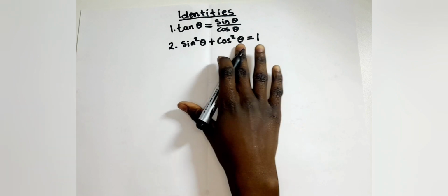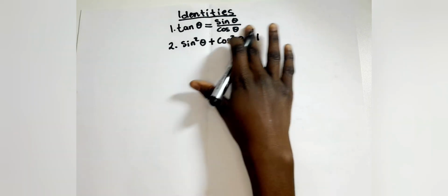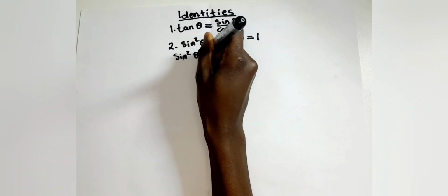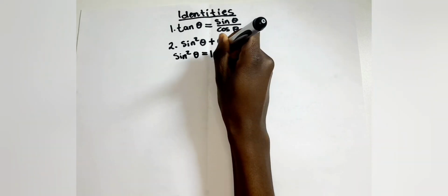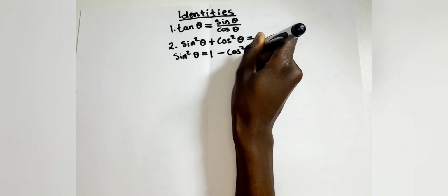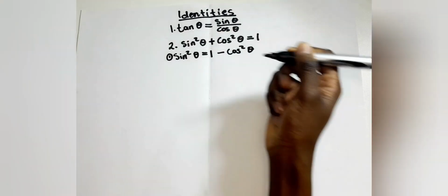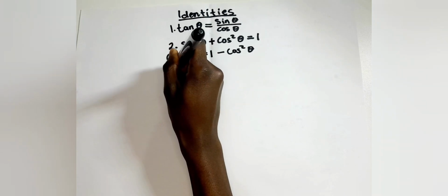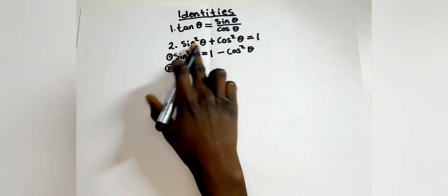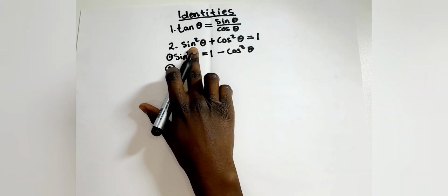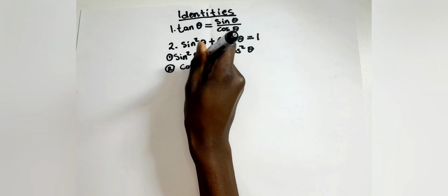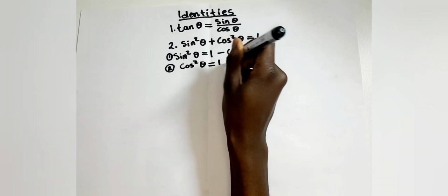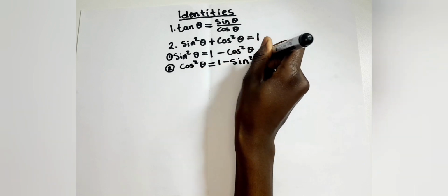For example, if I take cos squared theta to the right, I would have sine squared theta is equal to 1. Because it's positive, when it moves to the other side, it becomes a negative cos squared theta. So this we can say is 2.1. And then the second identity, you can create from the square identity by moving sine squared theta to the right hand side, so you'd remain with cos squared theta is equal to 1 minus sine squared theta.